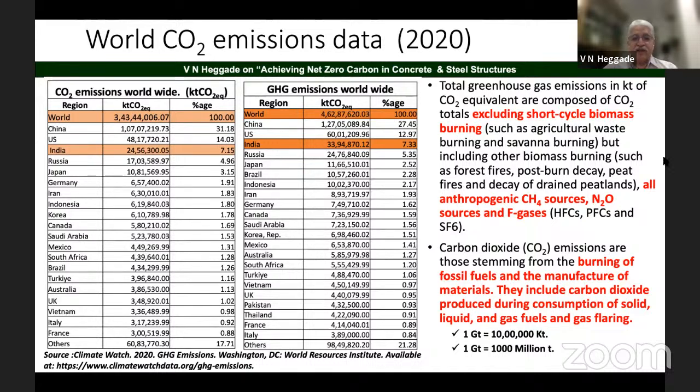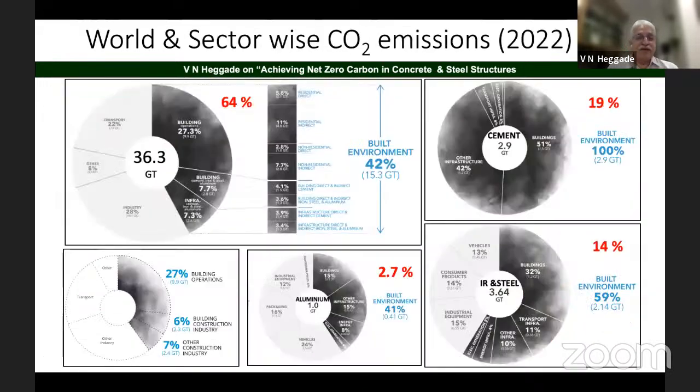Though India is emitting around, as you can see here, around 7% of the world carbon dioxide emission to the environment, it's a moral and ethical responsibility of us to participate here and bring down the carbon dioxide emission to the environment, or the carbon footprint in the environment.